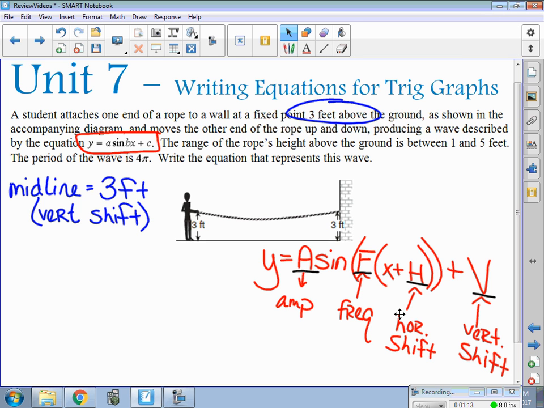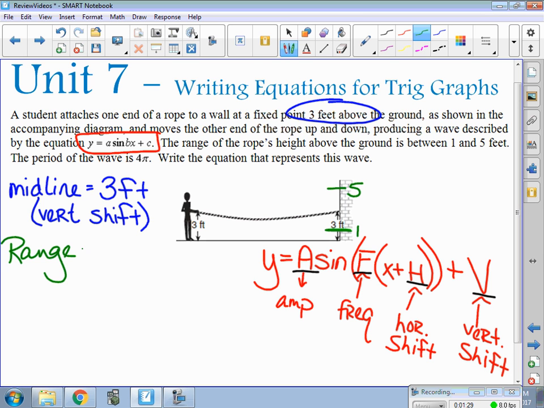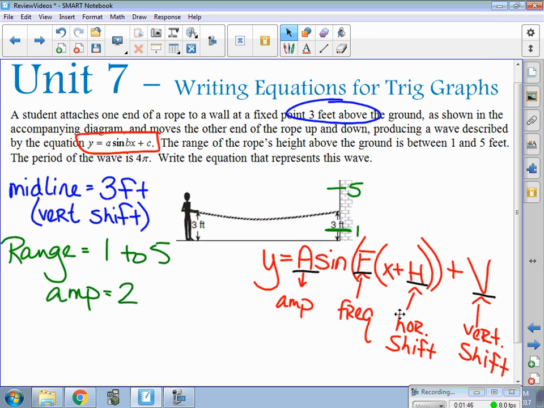Okay, so as we go through and look at our other information here, the range of the rope's height is between 1 and 5. So if you think about 3, it goes down to 1 and up to 5. That's giving us our amplitude. So our amplitude, remember, is the distance between the minimum and the midline, or the midline and the maximum. So our amplitude here is 2. And remember that amplitude, no matter what, is always positive. The only time you'll have a negative out front is if it's a sine graph that goes down first, or if it's a cosine graph that starts at a minimum.